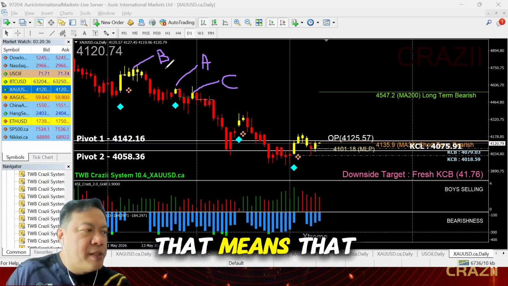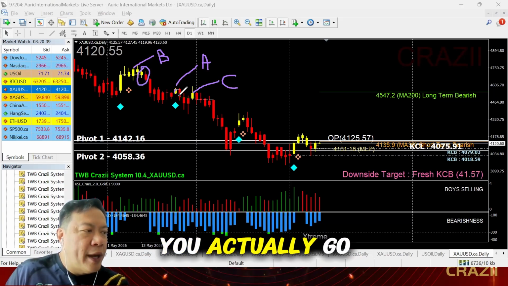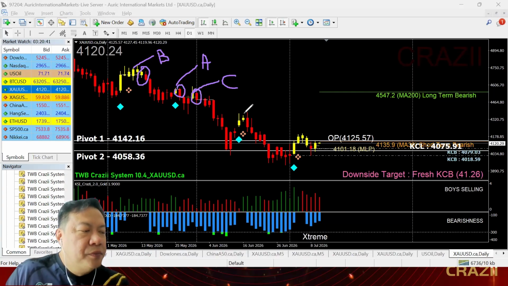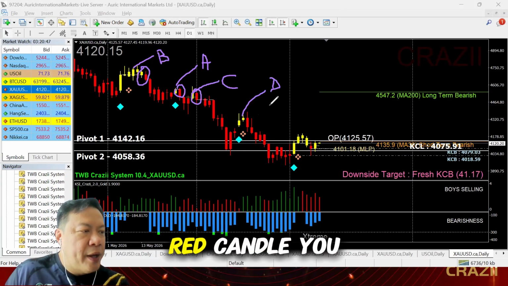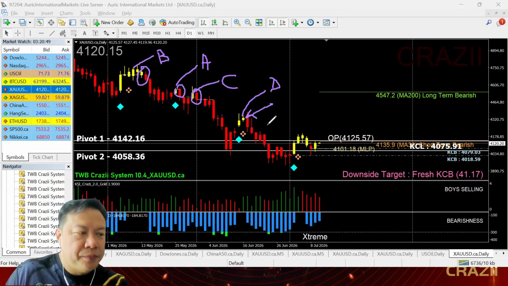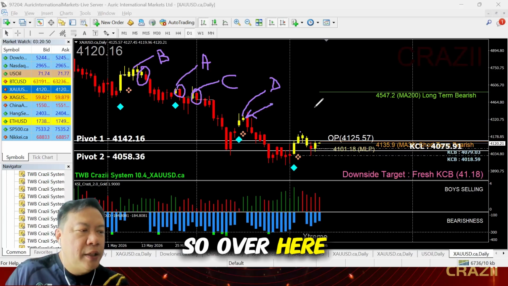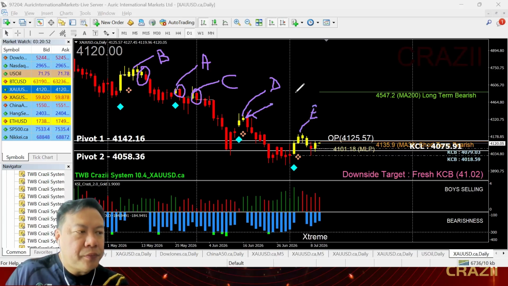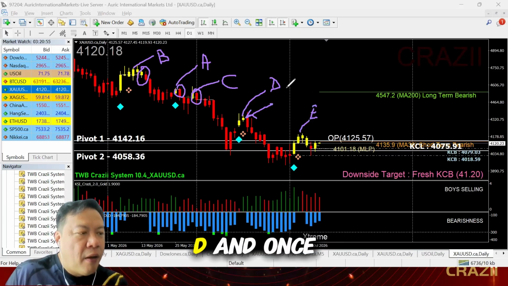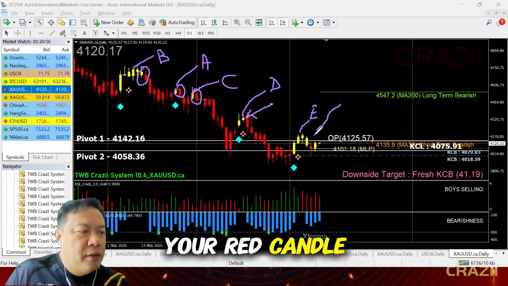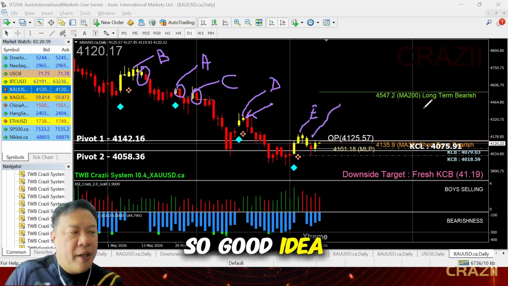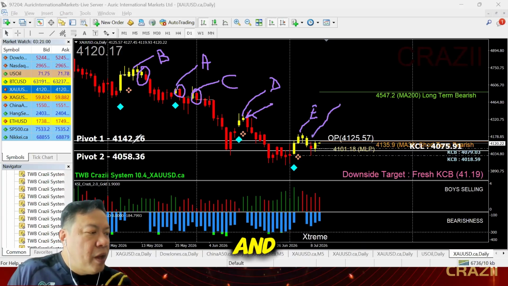How to do that? That means that once the market turns to red, you go for a sell. And then after here, D is lower than C. So once the market has a red candle, you sell. Over here, E is lower than D, and once there is a red candle, you sell. So you got an idea? Okay, very good.